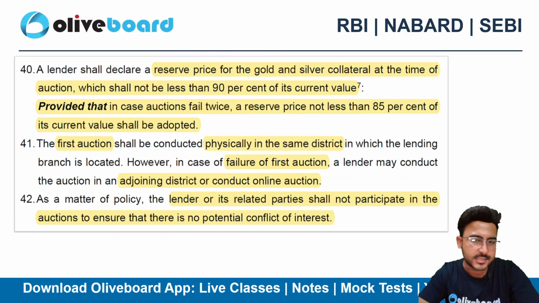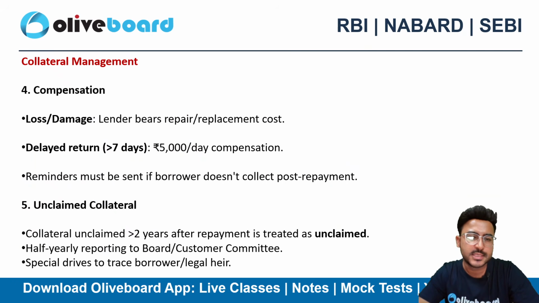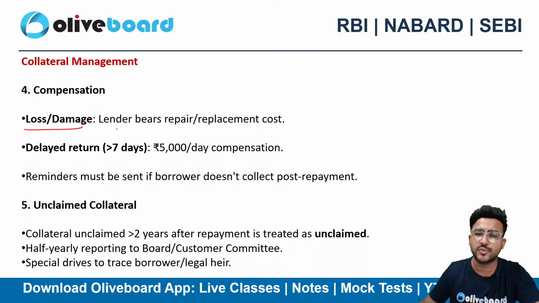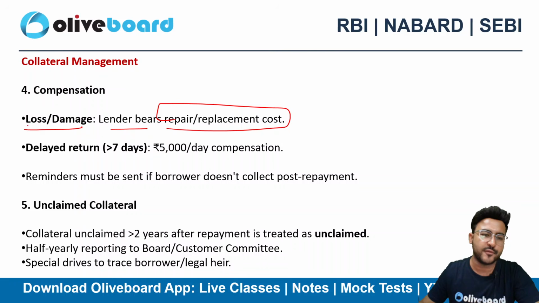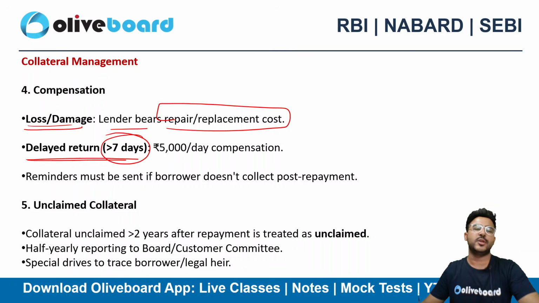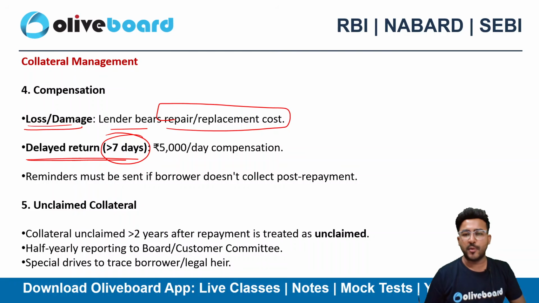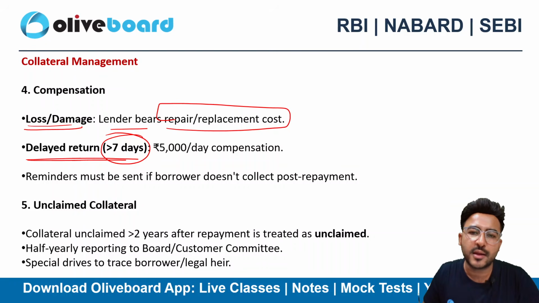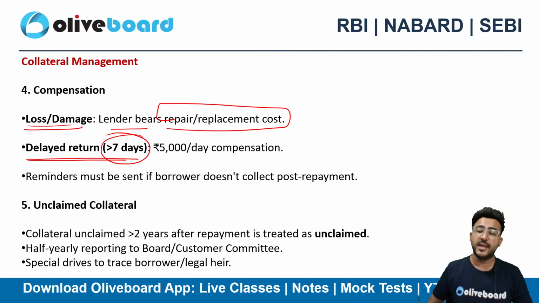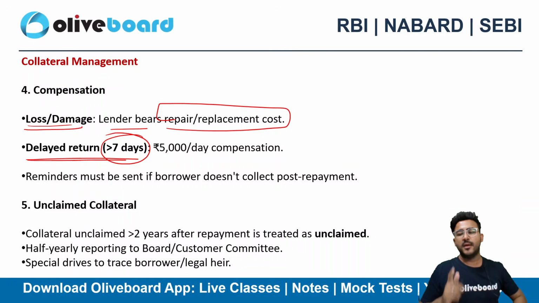So that's what is written in this particular screenshot from the circular. You need to pay the compensation as well for any loss or damage to the lender. The lender bears repayment or replacement cost for any loss or damage. And if there is any delay, let's suppose you cross the timeline of 7 days and you are still not able to give the gold or silver to the borrower despite the loan repayment, then you need to pay a compensation of 5,000 rupees per day to the borrower.